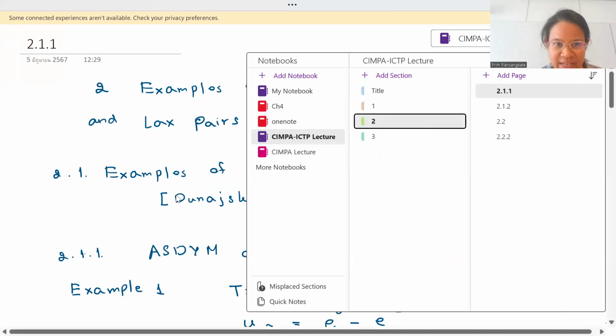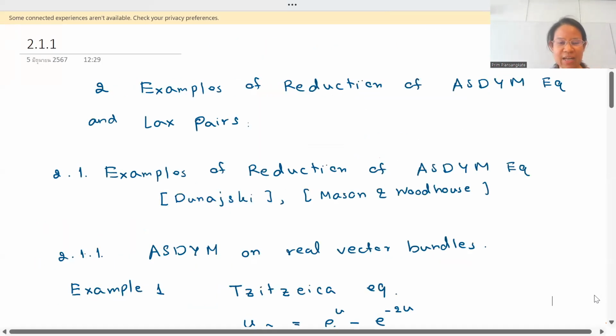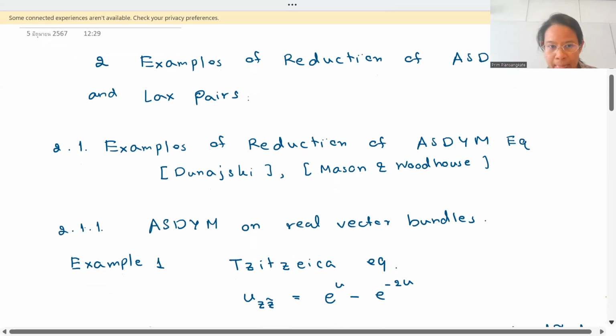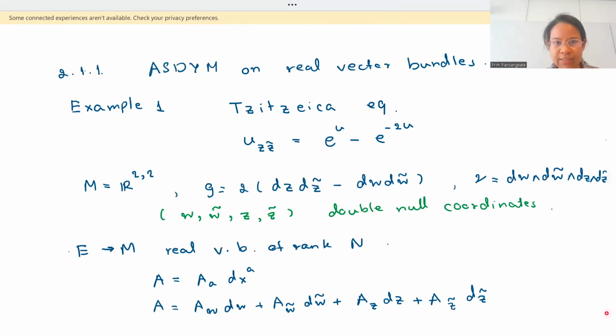So yesterday we started on chapter 2. We have defined what the anti-pseudo-Yang-Mills equation is, and in this topic I'd like to show some examples of integrable systems which are reductions of the anti-pseudo-Yang-Mills equation. We have started with the twistor equation here, which is a second order PDE of two variables z and z tilde.